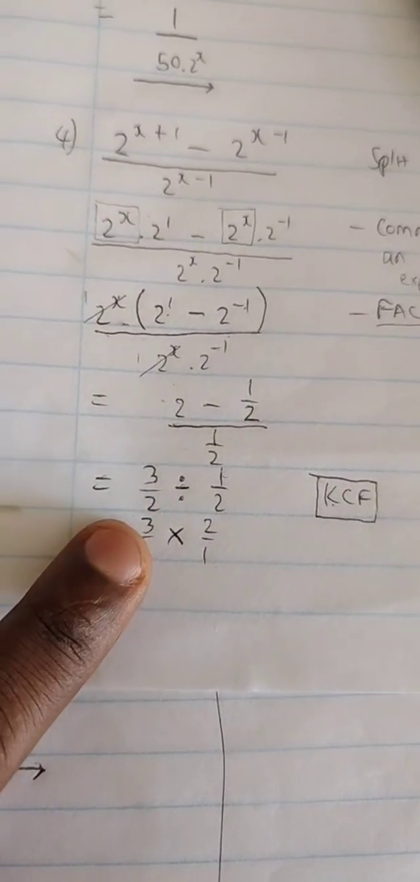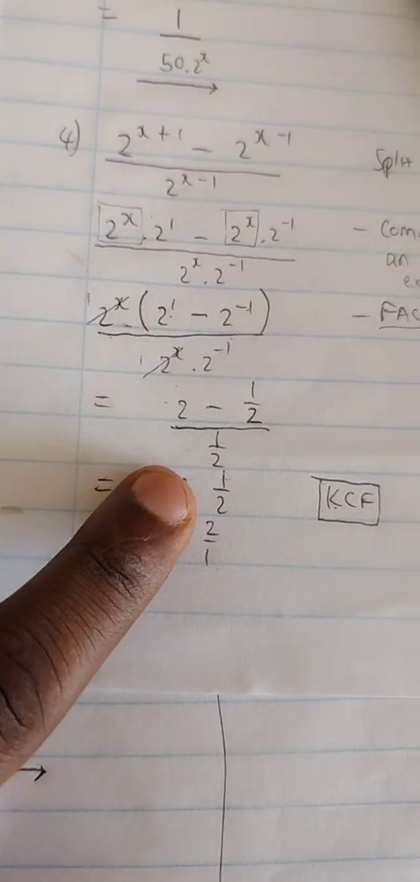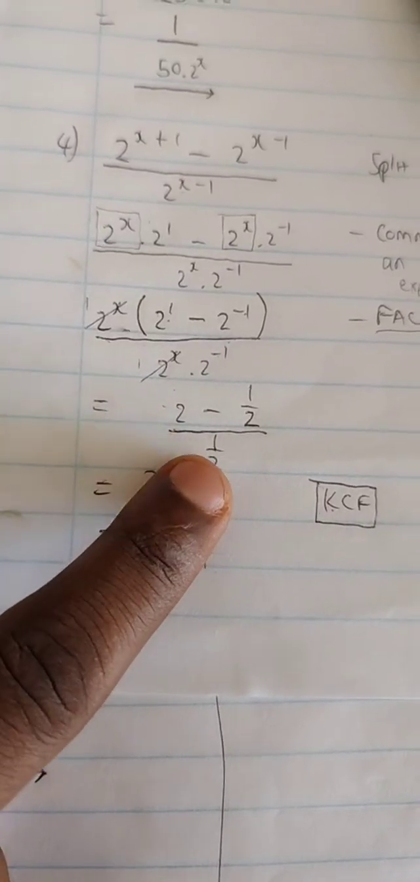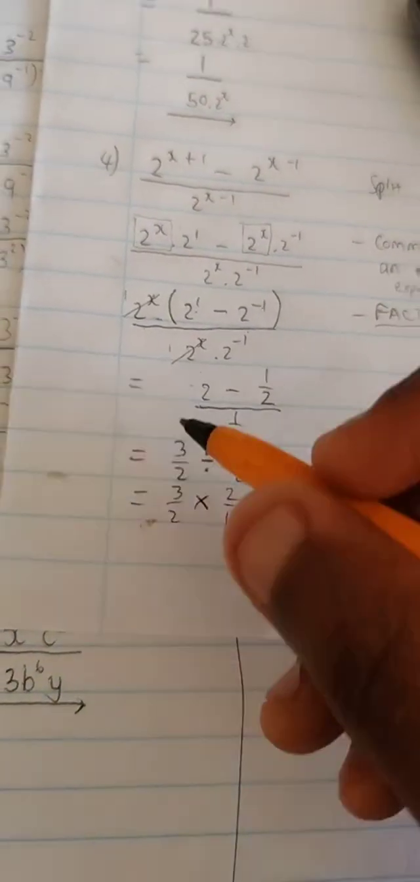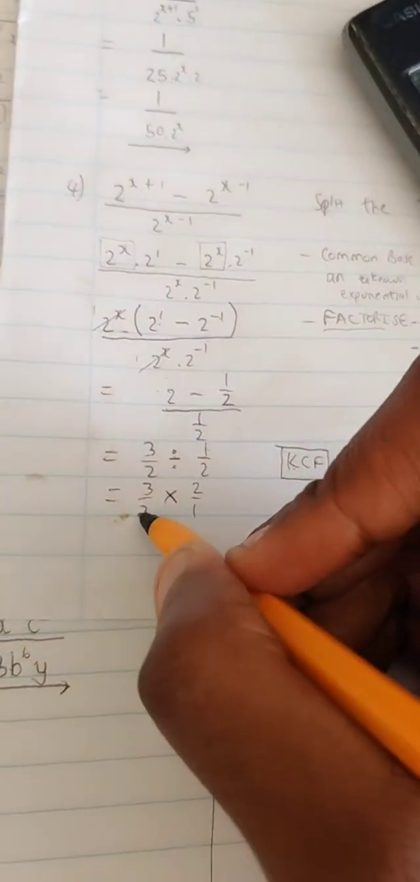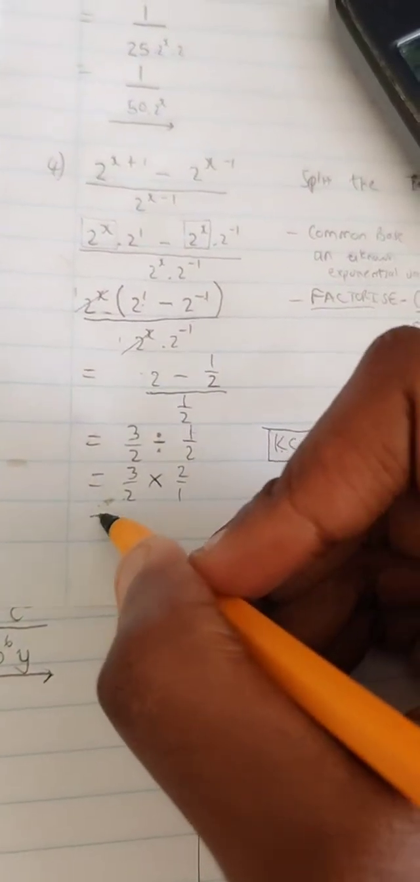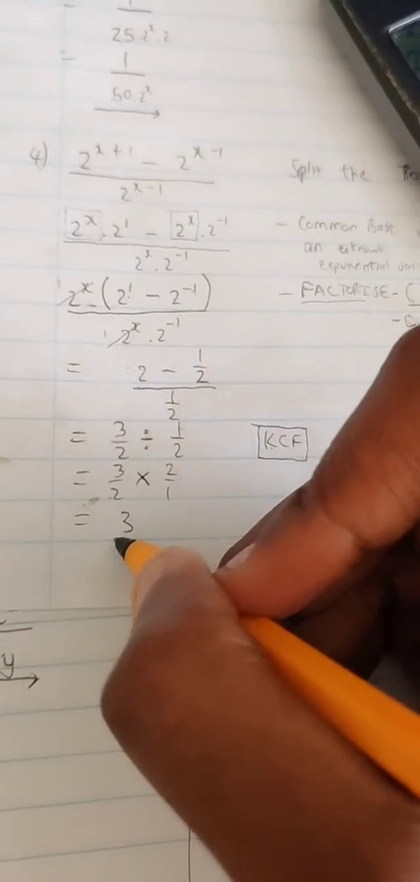No, you keep 3 over 2 as it is. You change divide to multiply, and then you flip the fraction. Then, guys, it's simple. So you say 3 over 2 times 2 over 1. That gives you 3.